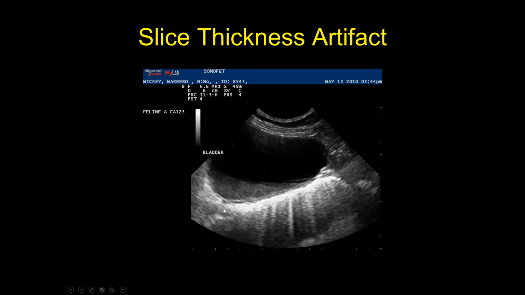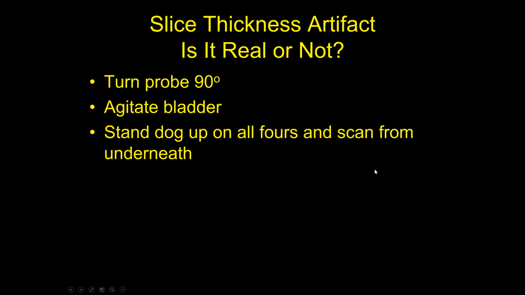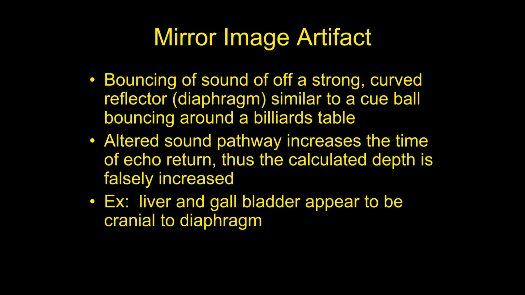And the other thing that you can do is you can stand the dog up. Right now he's lying on his back when you're ultrasounding, but you can stand him up on all fours, and ultrasound it from underneath. And if that's real inside the bladder, now it's going to fall down to this part of the bladder instead of being in that part of the bladder. So those are some things that you can do to try to convince yourself, is this debris looking stuff down in here in the bladder real debris, or is it due to this slice thickness artifact? Okay, so those are the three things that you can do to try to help yourself.